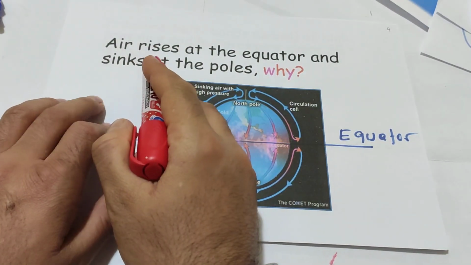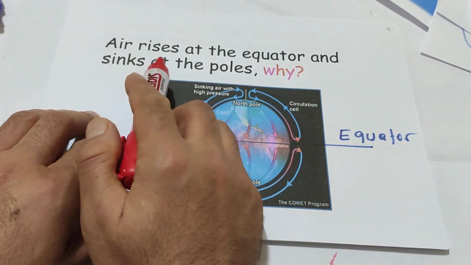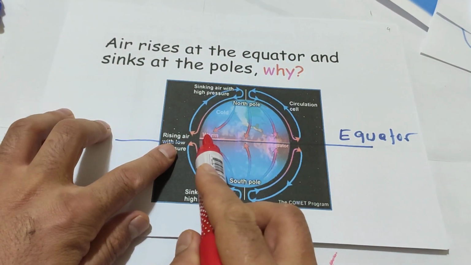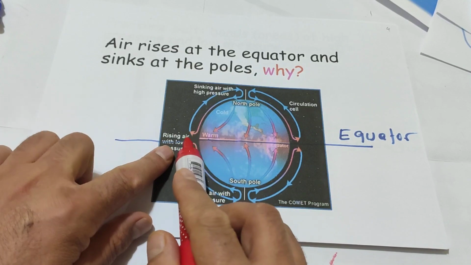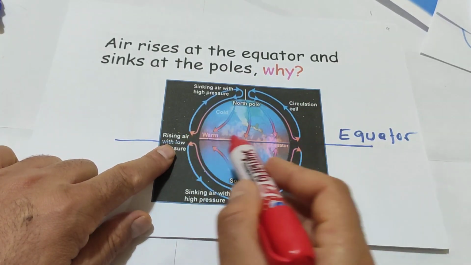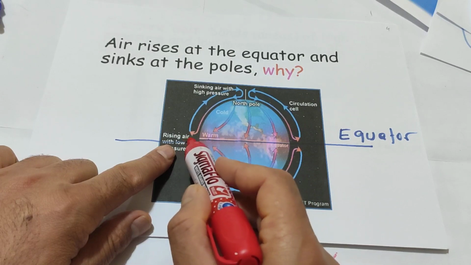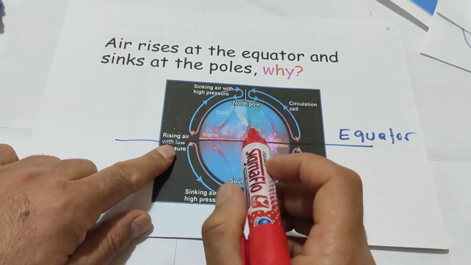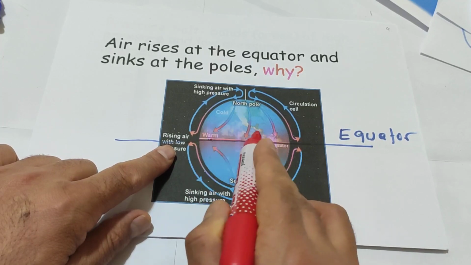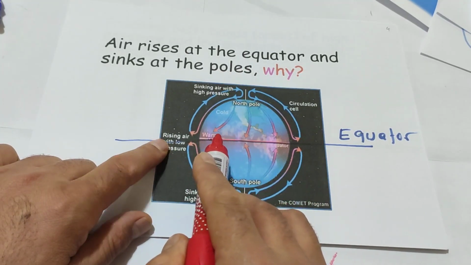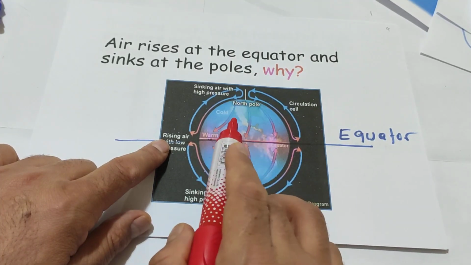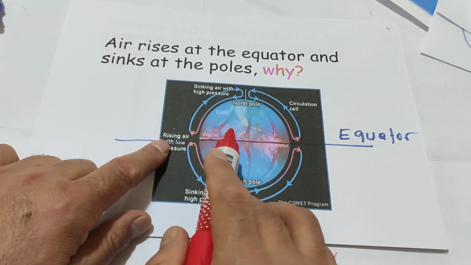Air rises at the equator and sinks at the poles. As you remember, the air rises up at the equator. Equator means the middle line of Earth. The air rises up. Why? Because the temperature here is higher. More temperature means less density of air. Less density of air means low pressure. That means air rises up.